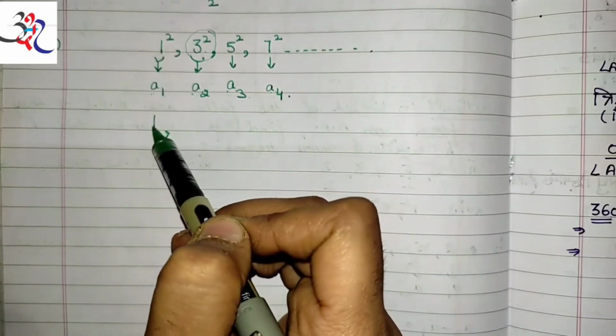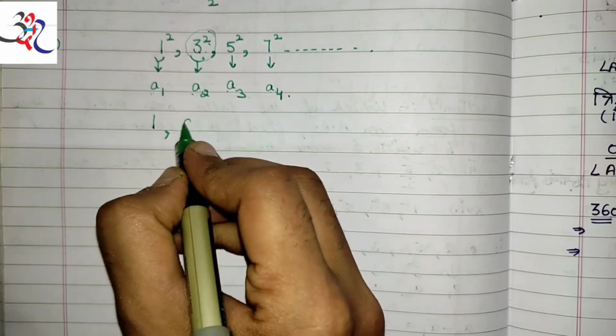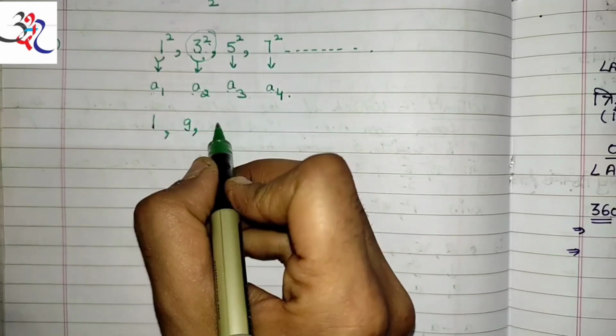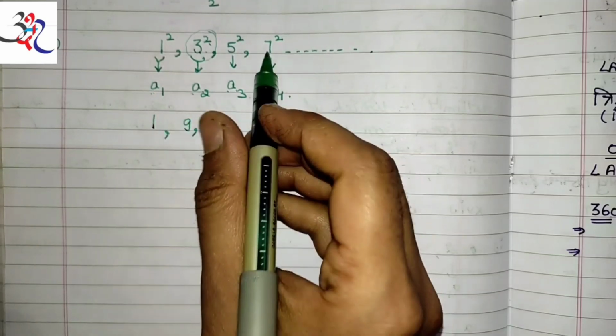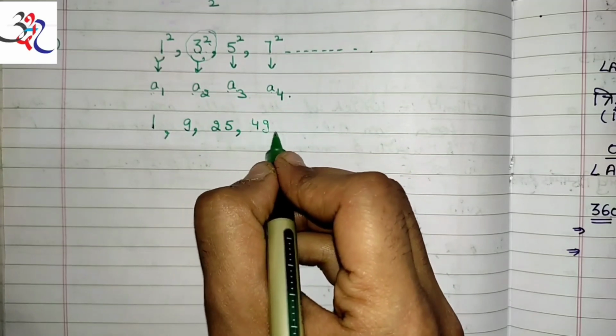So 1 square is what? 1 square is 1. 3 square is 9. 5 square is 25. 7 square is 49.